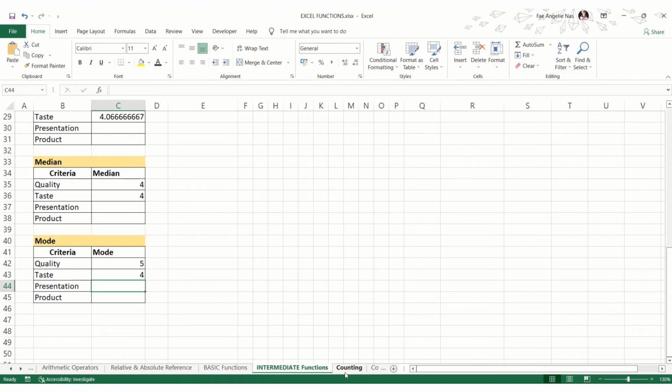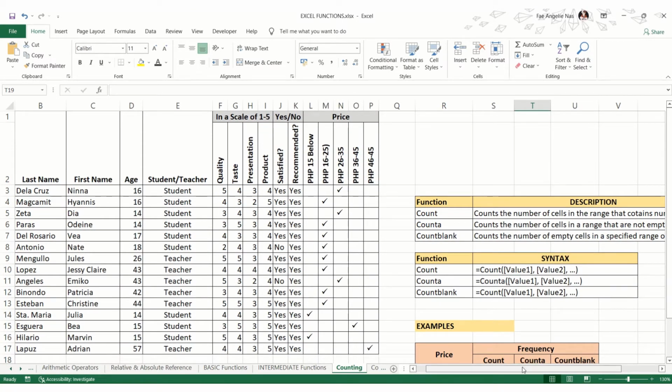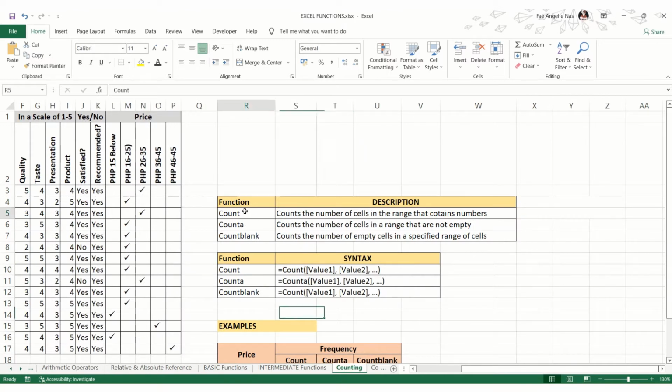So let us now go to our next example. So for counting functions, we have here 3 functions for counting. So we have the count function, counta or count a function, and the count blank function. So count function is used when we want to count the number of cells that contains numbers. So counta or count a function is used when we want to count the number of cells that are not empty. So whether it contains number, text, or character, it will count that cell.